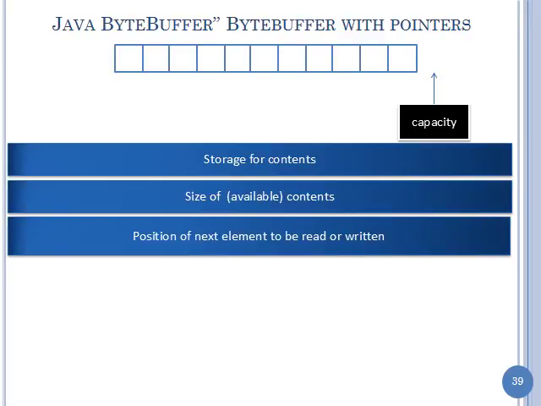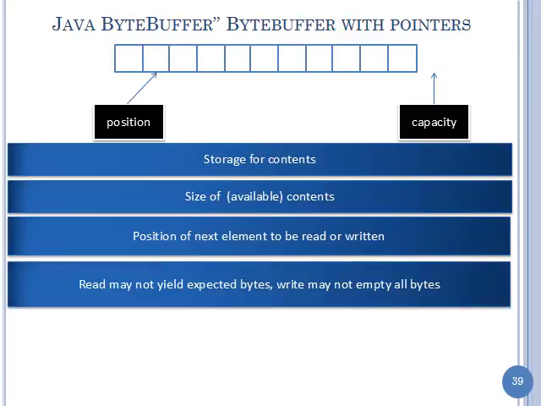So you have the position of the next element to be read or written. That's the position. Read may not yield the expected bytes, and write may not empty all the bytes. So we've got a limit. We've got another pointer.